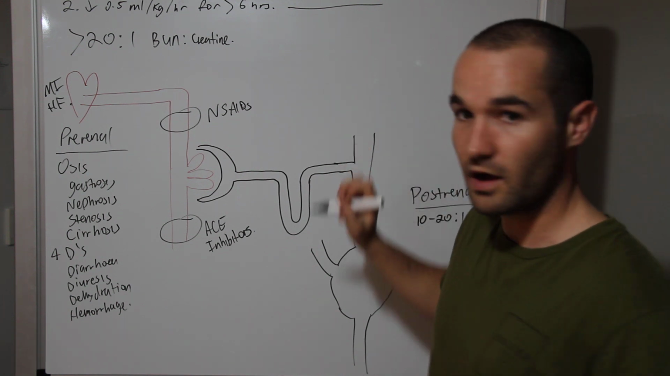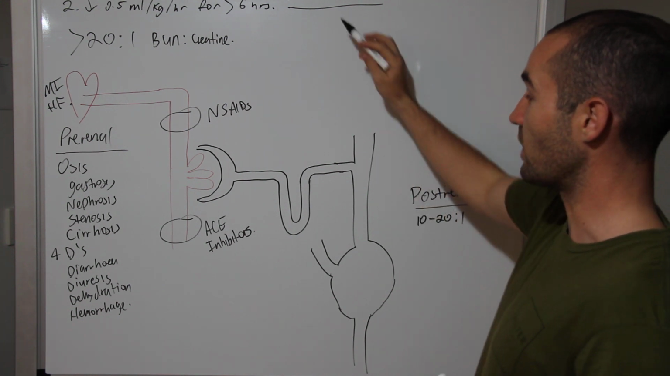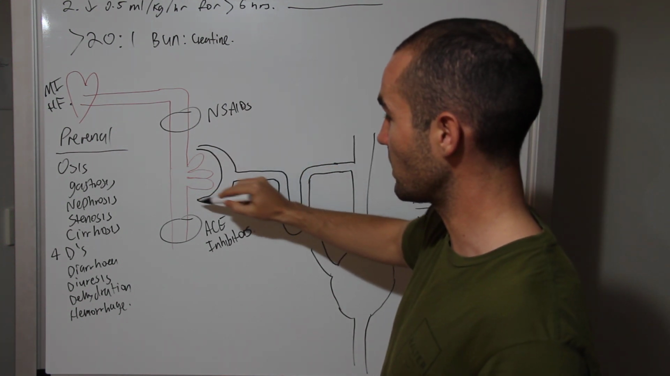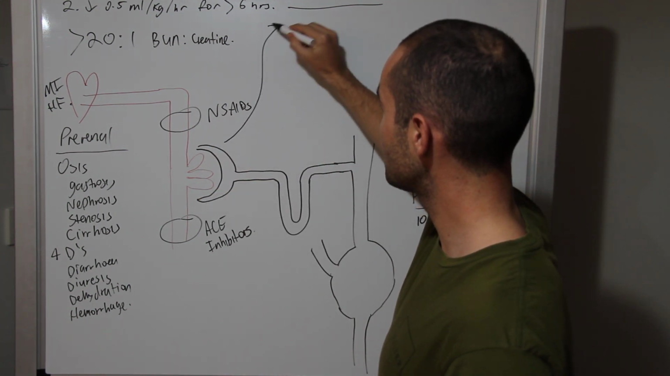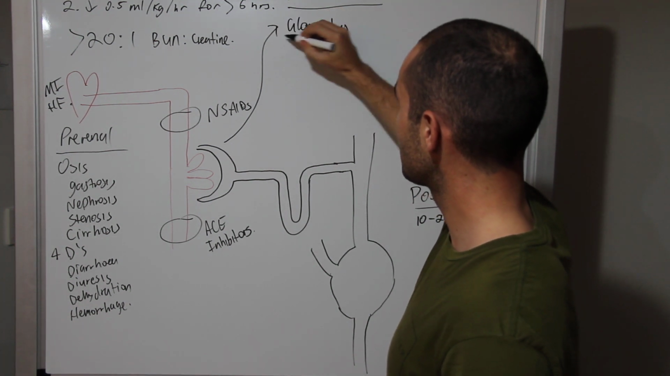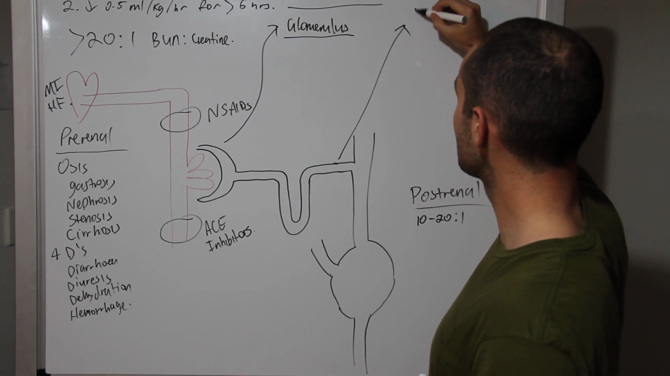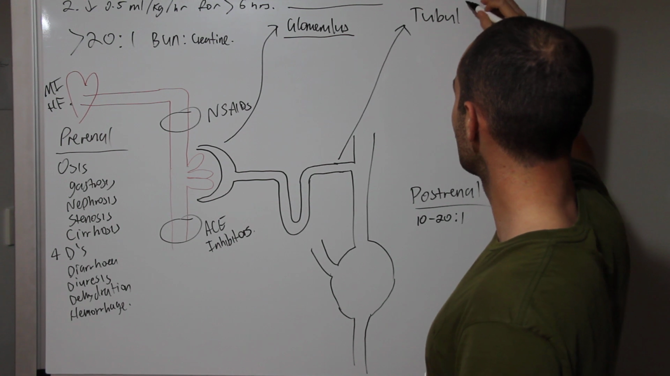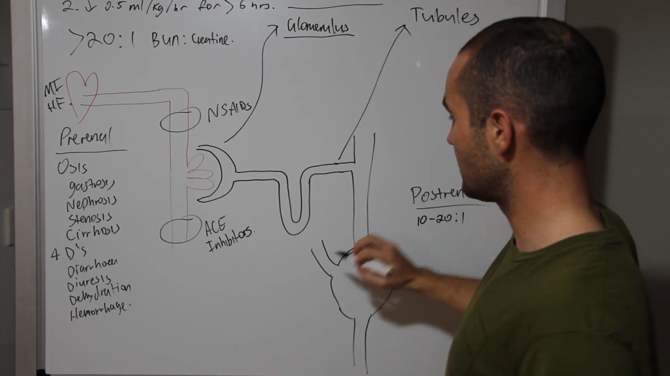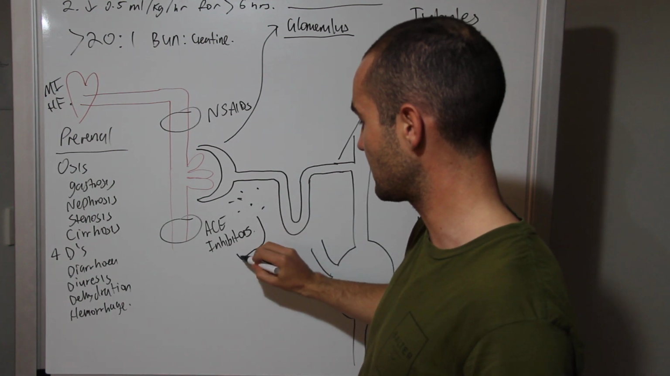So I'll show you the three things that can go wrong for intrarenal. Number one is a problem in the glomerulus. That's here. Number two is that we can have a problem in the tubules. And number three is we can get a problem in the interstitium, this area here.